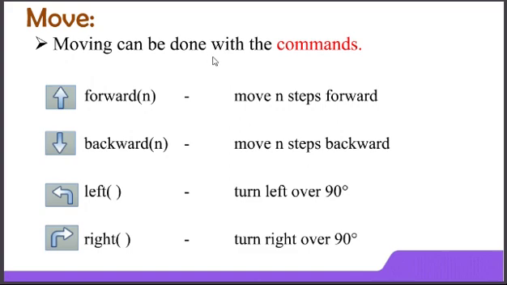Moving can be done with the commands. This is for forward. We should give the command forward, open the bracket, n, close the bracket. It moves n steps forward. This is for backward: backward, open the bracket, n, close the bracket, to move n steps backward. This is for left: turn left over 90 degrees. Then turn right over 90 degrees. So there are 4 move commands.